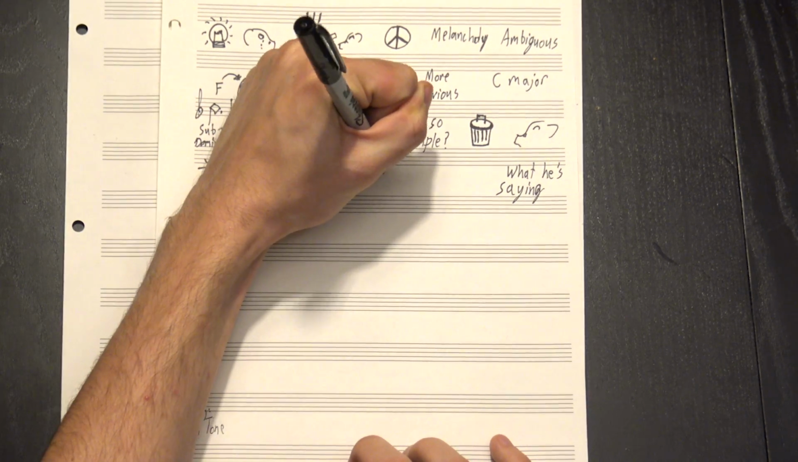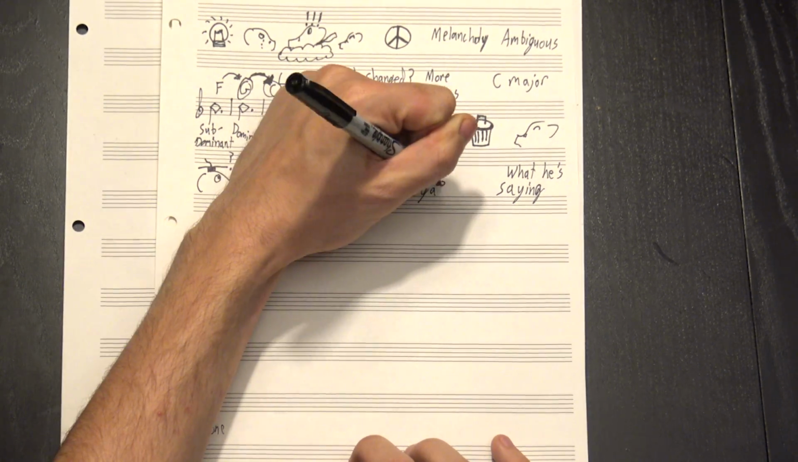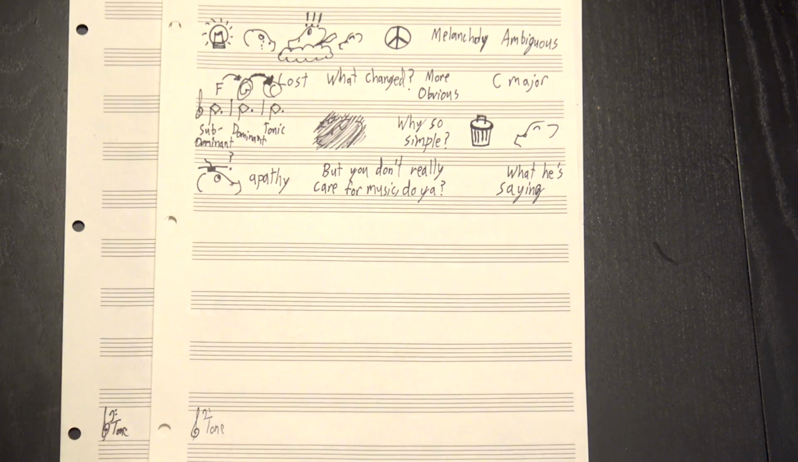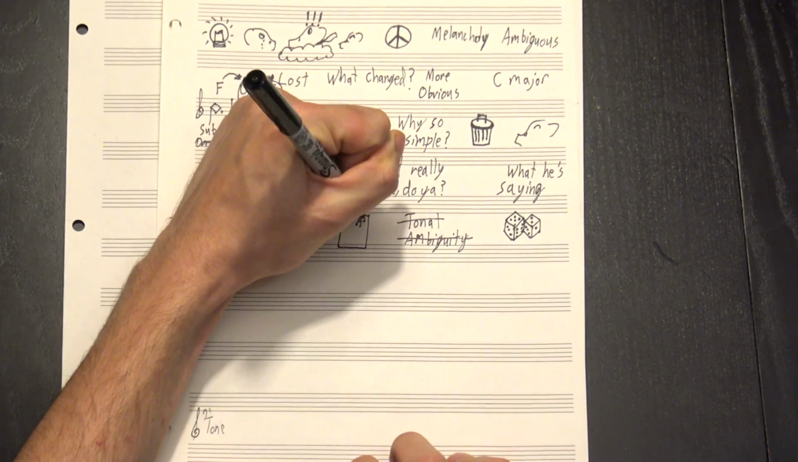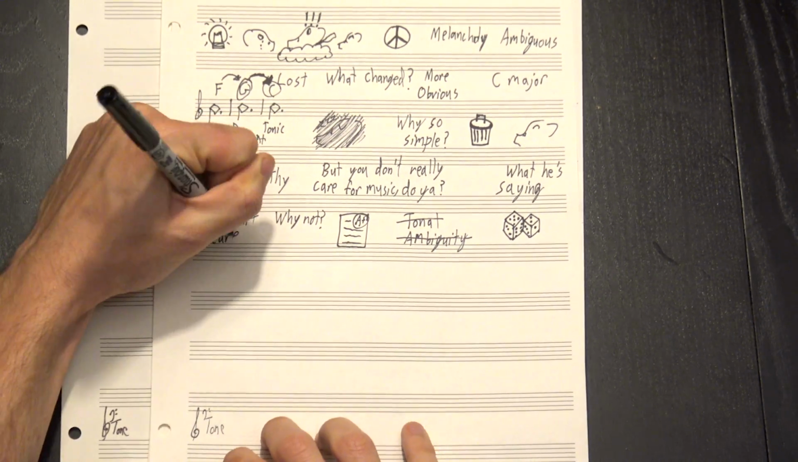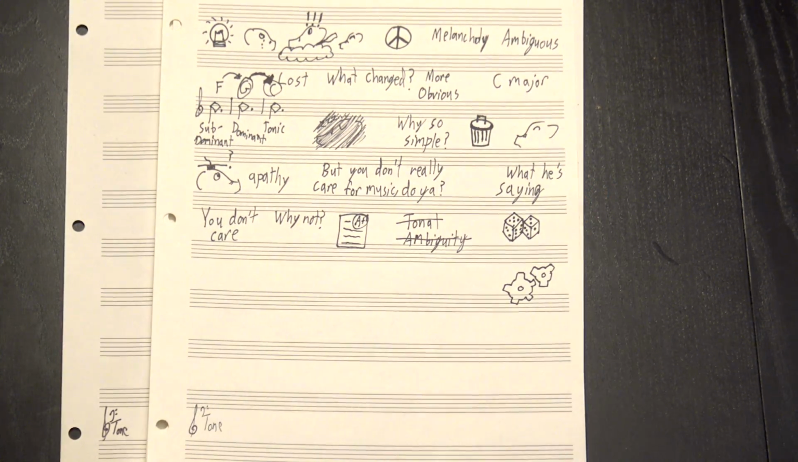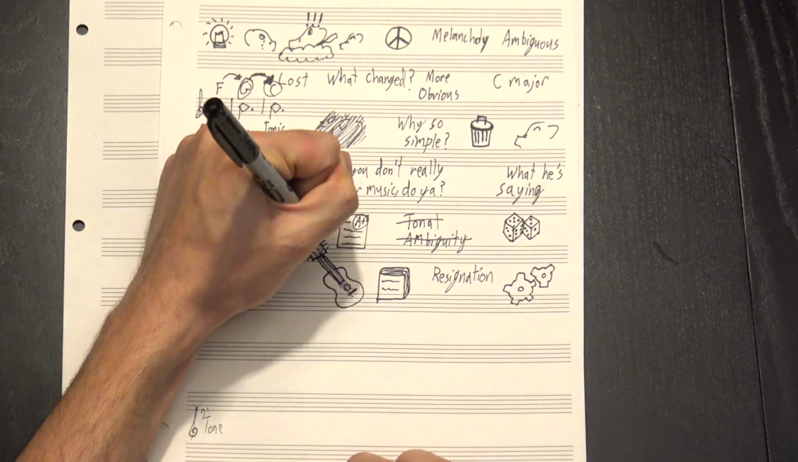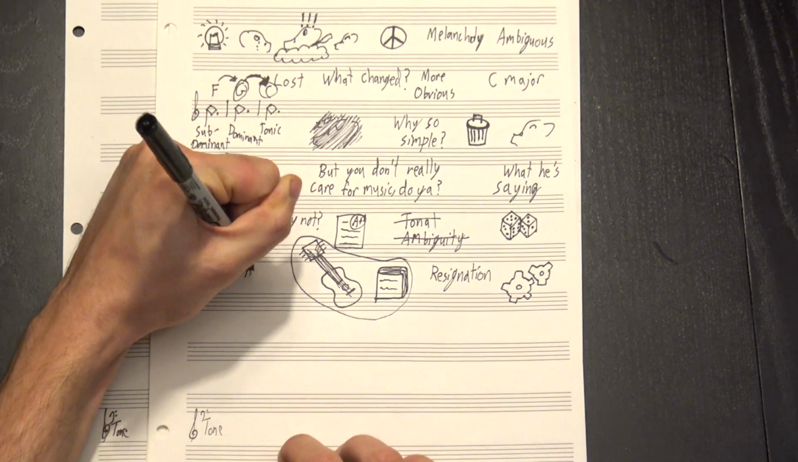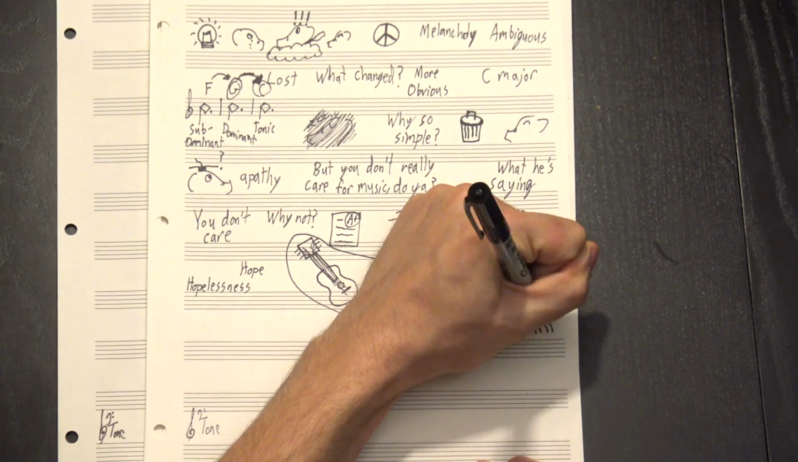The lyrics that go along with this are, "But you don't really care for music, do ya?" And as he sings about his listeners' apathy, he gives up the game. He abandons the tonal ambiguity he was building and just hands you an easy answer, because why not? You don't care, do you? So why make things complicated? This sense of resignation is captured both in the story he's telling and the music he's playing simultaneously, and the juxtaposition of hope and hopelessness is an important theme throughout the song.